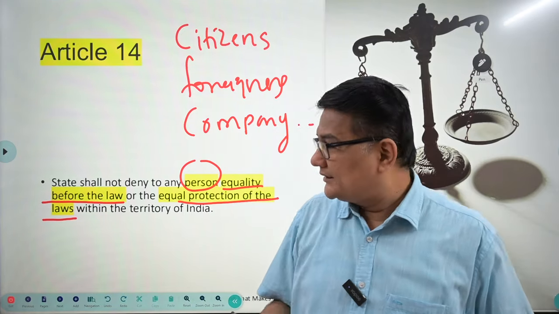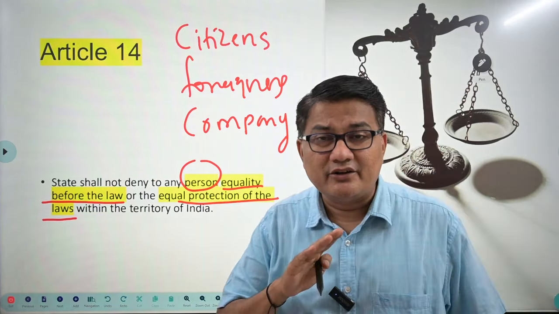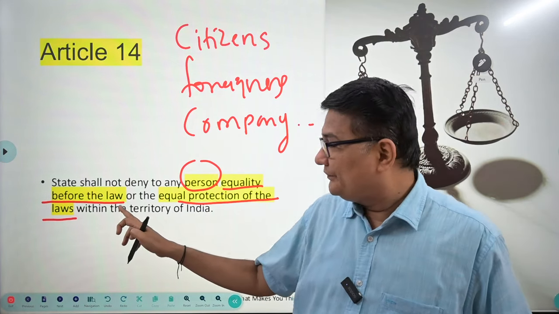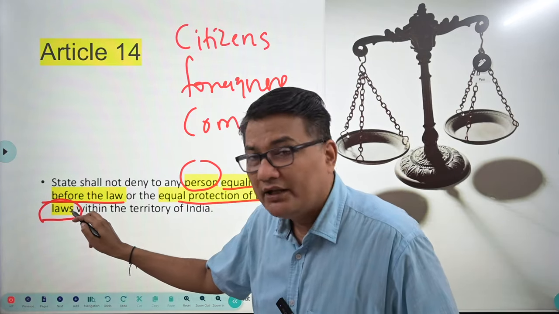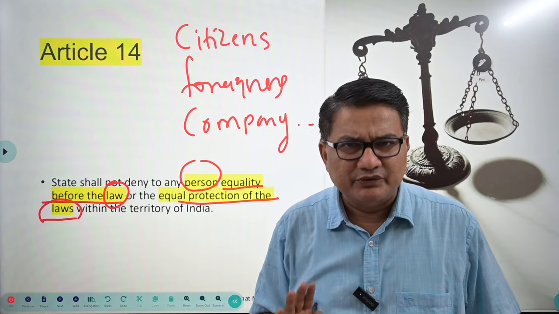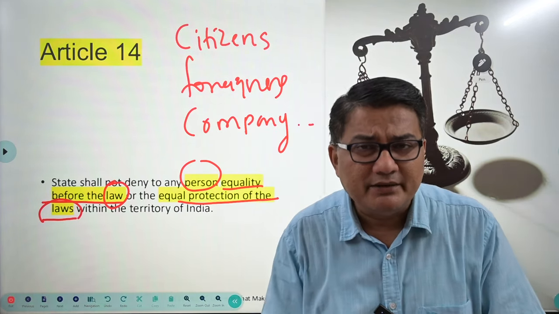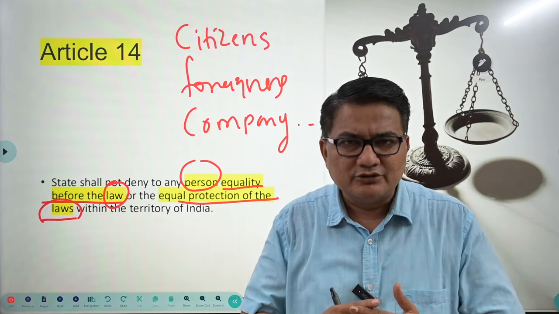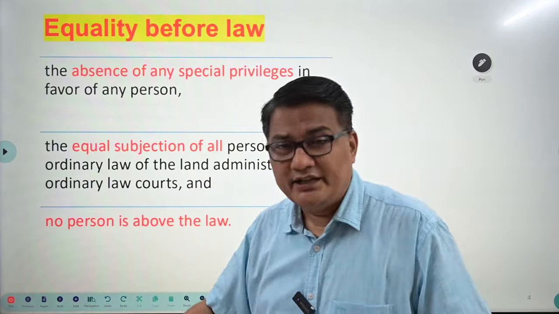Now let's go back. It says that the state shall not deny, so the state cannot deny any person equality before the law and equal protection of laws. Here it is laws, it is plural, and there it is law, singular. What is the difference? We will see. Are both the same, or both opposite to each other, or both complementary to each other? At the end of the video, you will be able to answer all those questions. So please watch the video till the end.